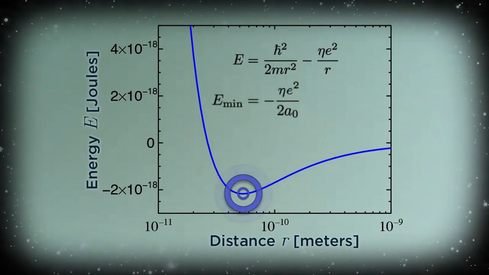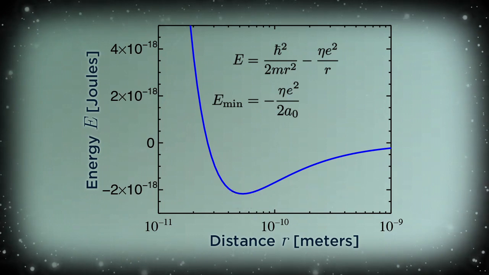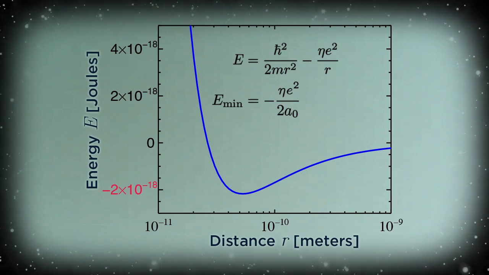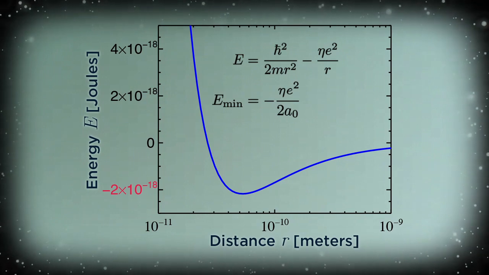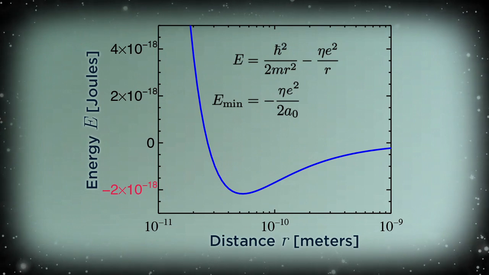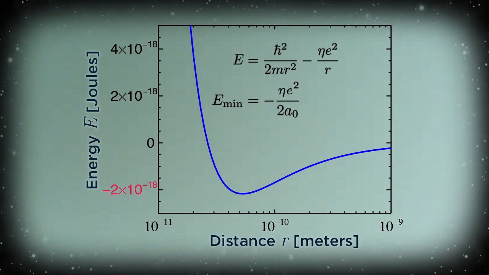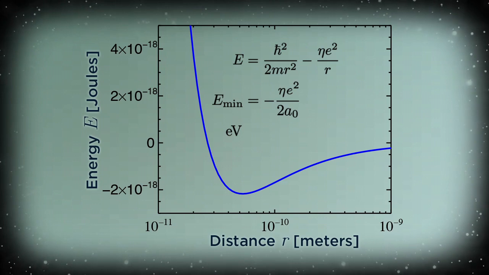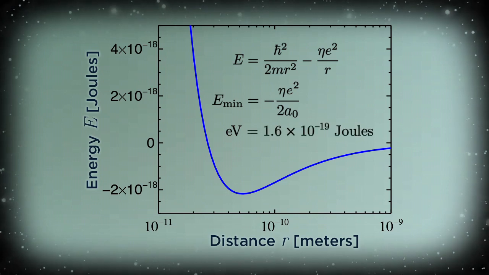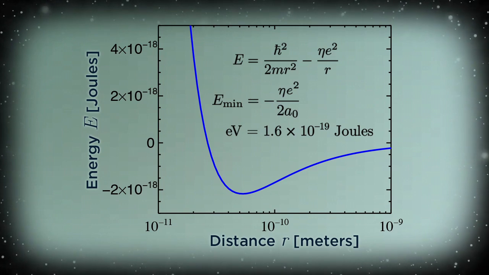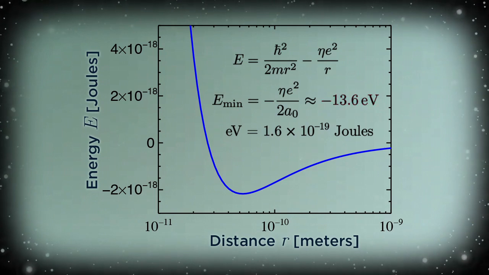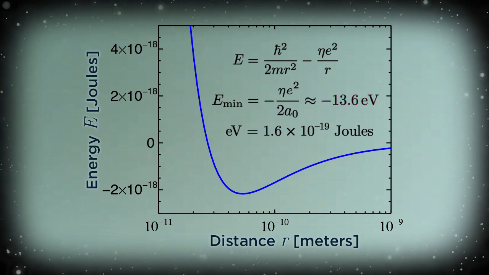What about the value of the energy? That turns out to be minus eta e squared over 2a0, which has a numerical value of 2.2 times 10 to the minus 18 joules, as shown on the chart. That energy scale, too, is central to atomic physics, so it's useful to express it in different units, electron volts, or eV. 1 eV is defined as 1.6 times 10 to the minus 19 joules. That way, the minimum energy comes out to be minus 13.6 eV, which is indeed the measured binding energy of an electron in a hydrogen atom.